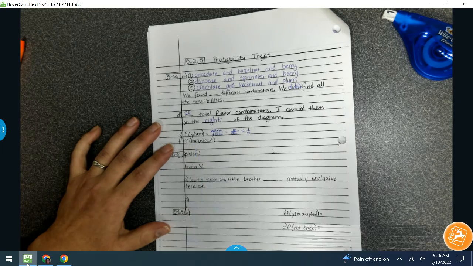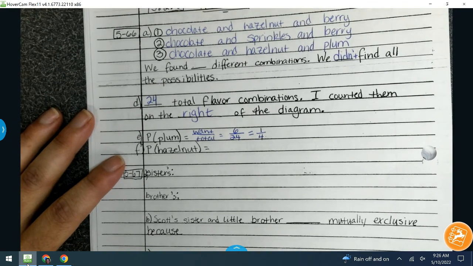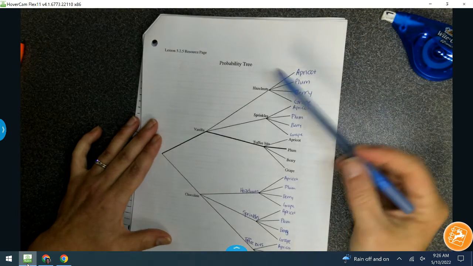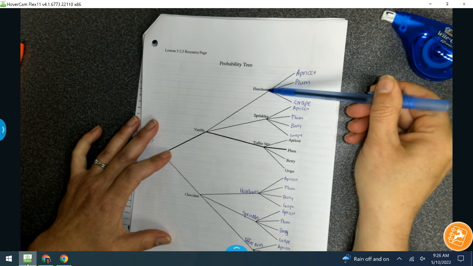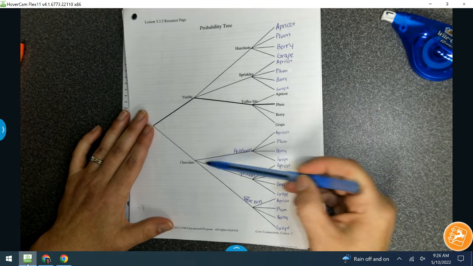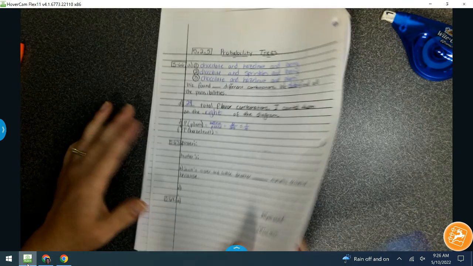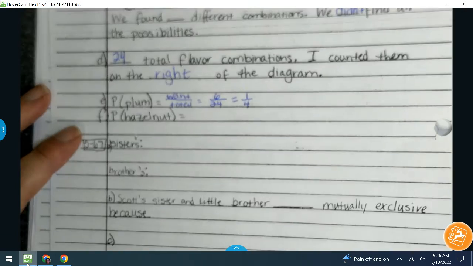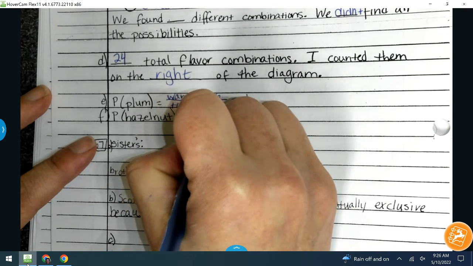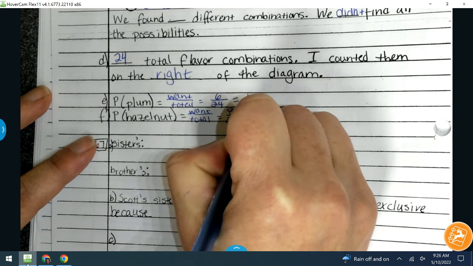Now it's also asking us, make sure you can see that, what's the probability of having hazelnut? So I'm going to go ahead and back out so we can see the whole thing. So with this guy right here, I have 1, 2, 3, 4. With chocolate, 5, 6, 7, 8. So again, probability is what you want over the total. That's 8/24, which is equivalent to 1/3.